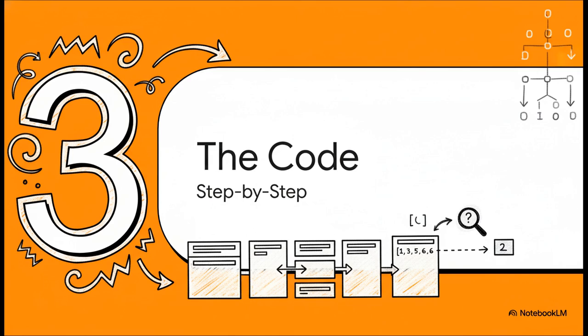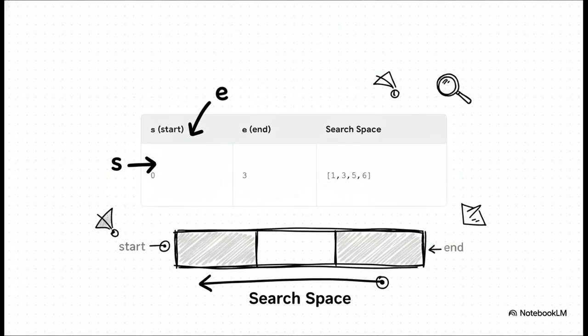Okay, so the high-level idea makes sense, but how does a computer actually throw away half the data? Let's trace the code and see exactly how it works. We'll use our second example, where the list is 1, 3, 5, 6, and we're looking for the number 2. So we start by setting up 2 pointers, basically just bookmarks to keep track of our search area. We'll call them S for start, which begins at index 0, and E for end, which begins at the last index, 3.